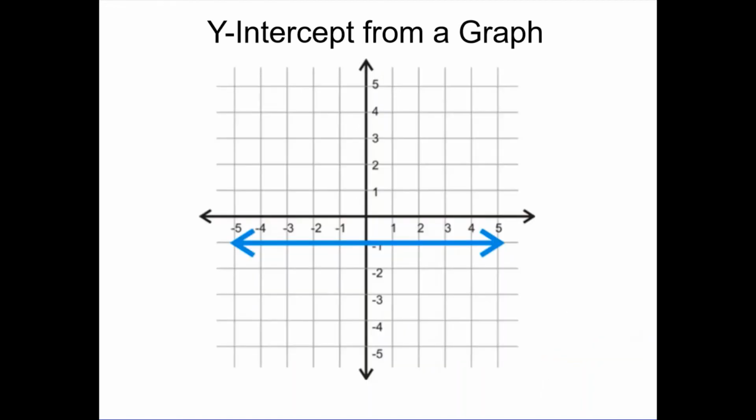All right, this one's a little bit strange just because it has a slope of 0, but we're really looking for the same thing here. It's still just the point where our blue line there meets the y-axis. That's 0, -1.